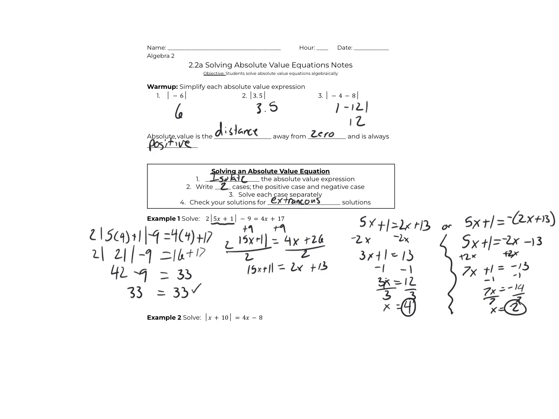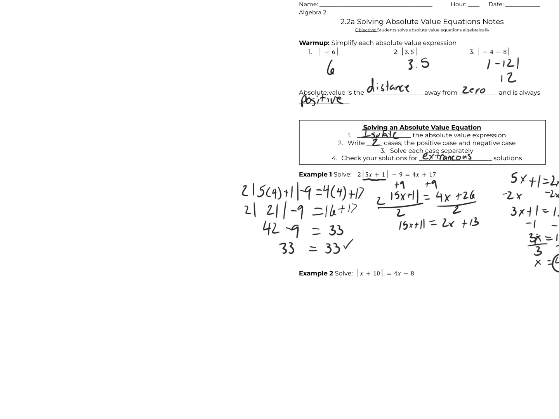Now we're going to do the same with negative 2. So 2 times the absolute value of 5 times negative 2 plus 1, minus 9 equals 4 times negative 2 plus 17. I'm going to put a line there to make sure I don't get those confused. All right. Follow the same order of operations. 5 times negative 2 is negative 10. Negative 10 plus 1 is negative 9.